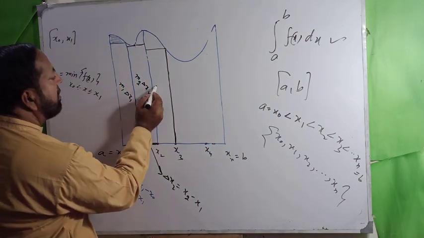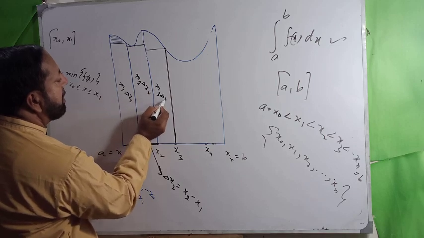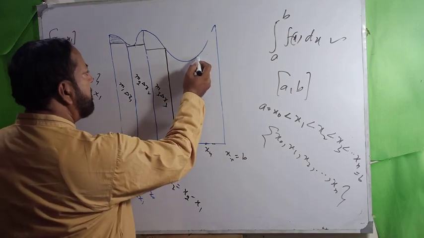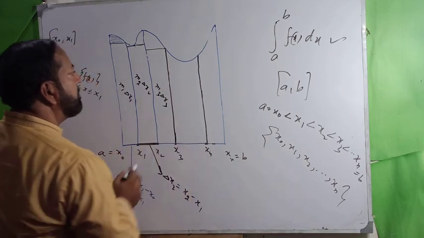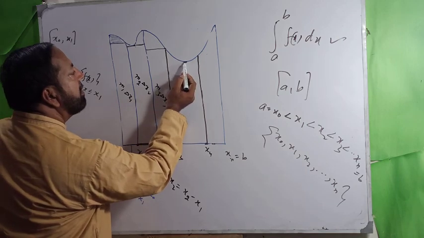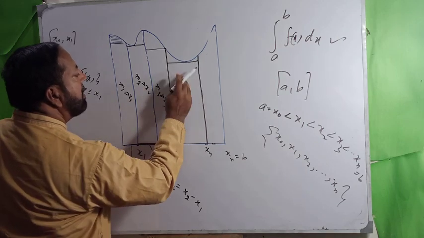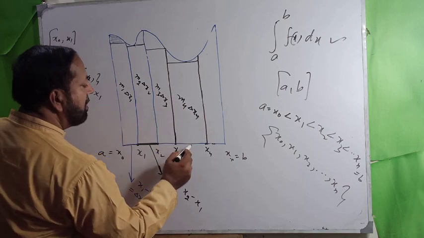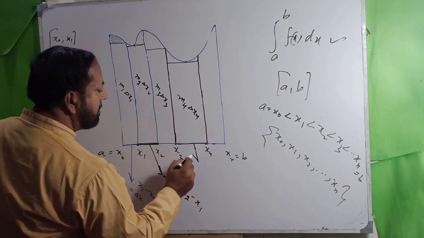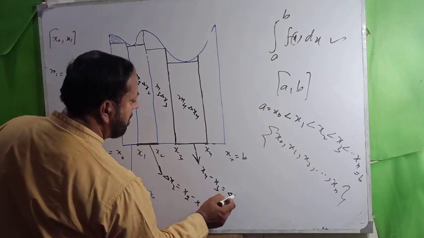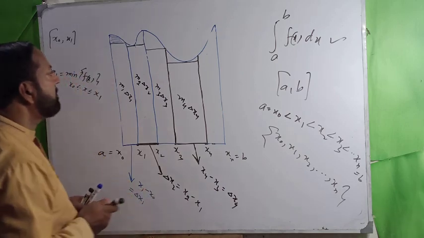And the area must be m3 delta x3, and so forth, right? If you find this rectangle x4, where is the minimum value? So this is the minimum value, right? You will find this, and this is in fact m4 delta x4. This length is x4 minus x3. We are calling this delta x4, right?